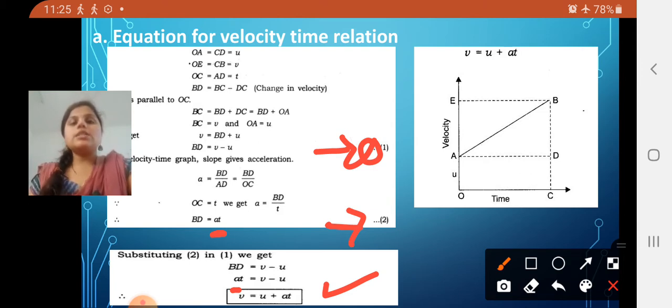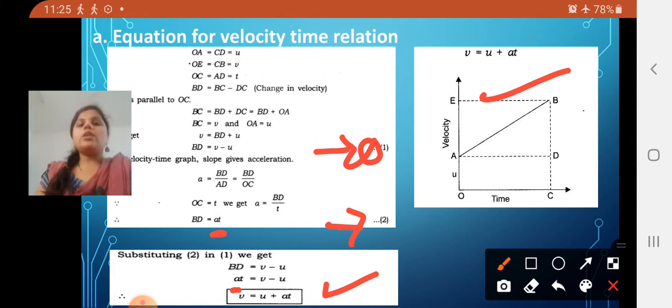So dear students, this is an easy concept. If you know this graph and the identities of U and V, you can easily solve this derivation. It is a little bit confusing, but if you do it 2 to 3 times, you will easily get the answer, because we only need to know equation 1 and equation 2, and finally 2 in 1 gives the answer. You have to prove that V is equal to U plus AT. This is the relation between the velocity, acceleration and the time.